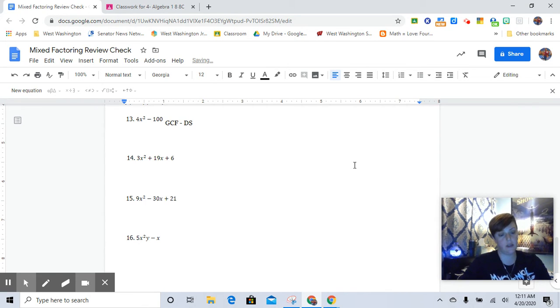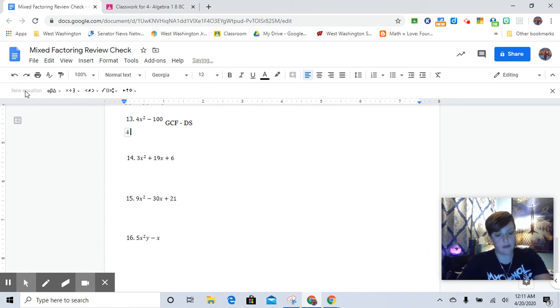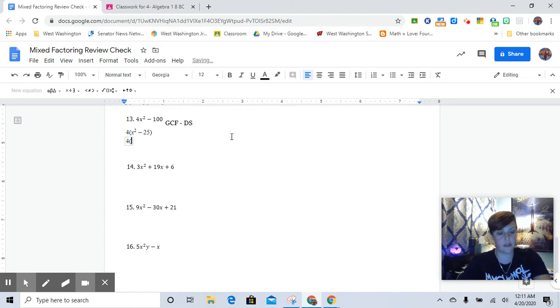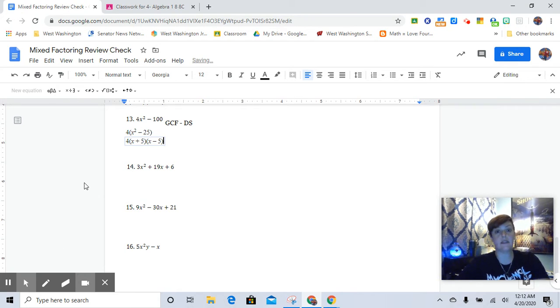And so the first thing I'm going to do is pull out the 4. And so when I do that, I get 4 times x squared minus 25. And so then I would factor the x squared minus 25 using the difference of squares. And so I would leave the 4 at the front, and then I would go x plus 5 and x minus 5. And that is all I have to say about that.